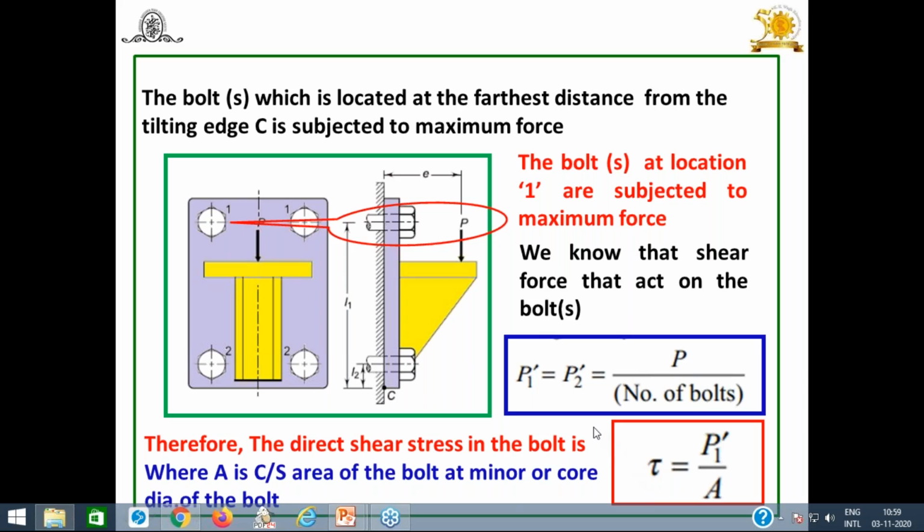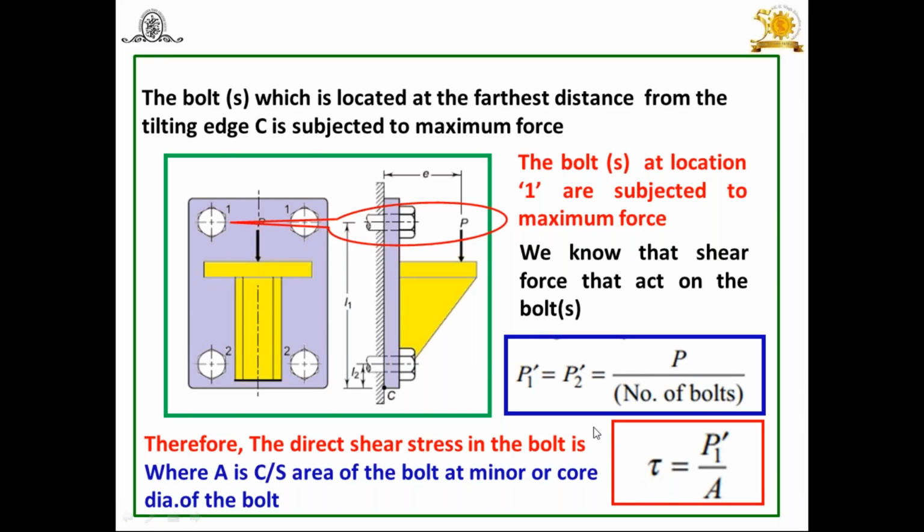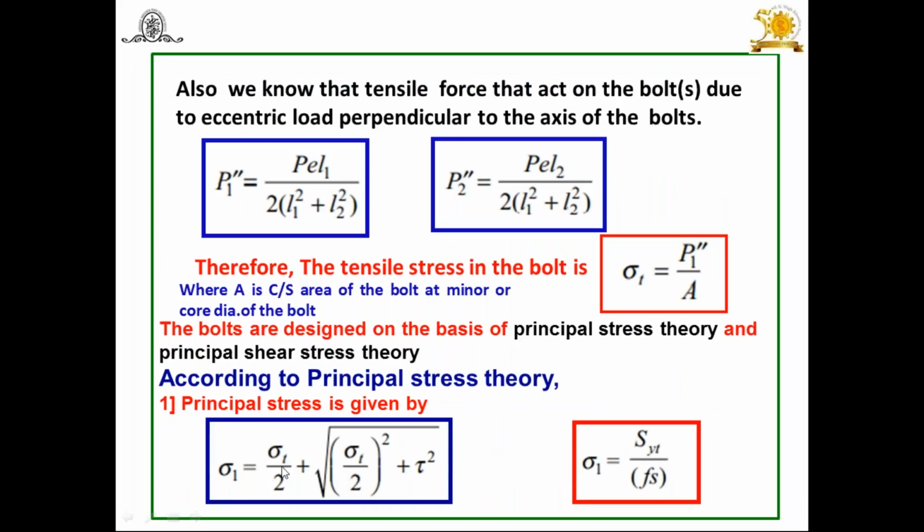So from this direct shear, you have to use direct shear stress. You can substitute tau, and sigma t from the couple, the tensile stress. You will get sigma 1. Sigma 1 is the principal stress, but you have to equate this sigma 1 to SYT upon FOS. SYT means the yield tensile strength of the material used for the bolt. So you can use it here and compare.